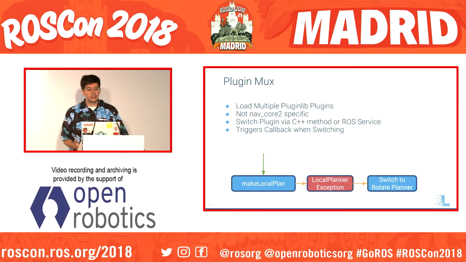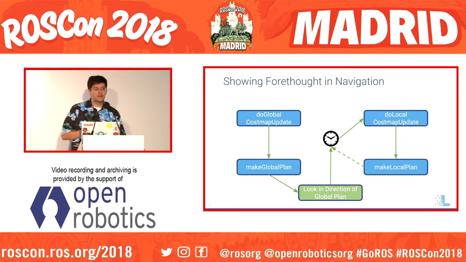One of the other features is there is a plugin mux. This bit isn't specific to NavCore 2, but it allows you to load multiple different pluginlib plugins and switch between them either via C++ method or ROS service. And one thing that enables is that when you get an exception, you can choose to switch your planner. So if your local plan fails, maybe switch to a different local planner that you think could handle that. And just to go back to the first example that I showed, here I've extended this so that when the global plan is made, then we stop, look in the direction of the global plan, and then we start the timer. So just as a way to customize what's going on.